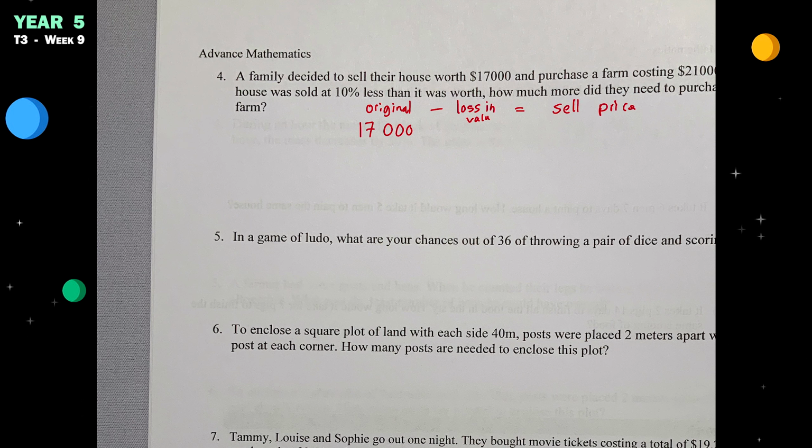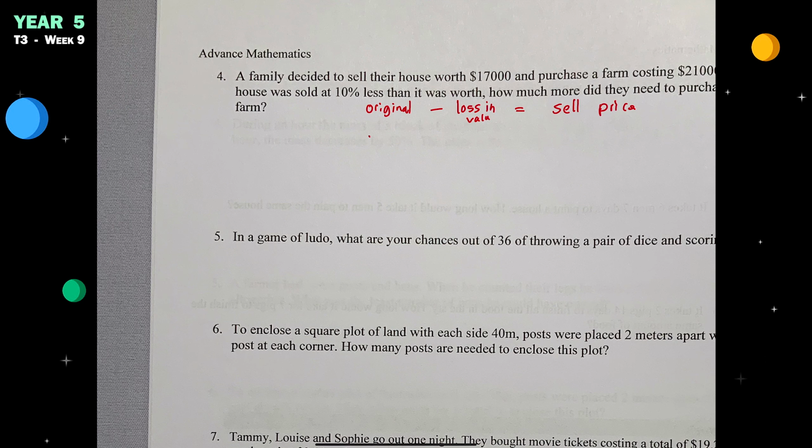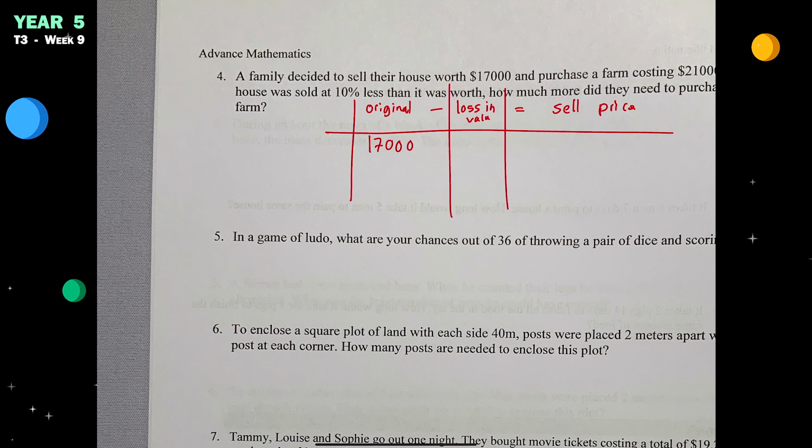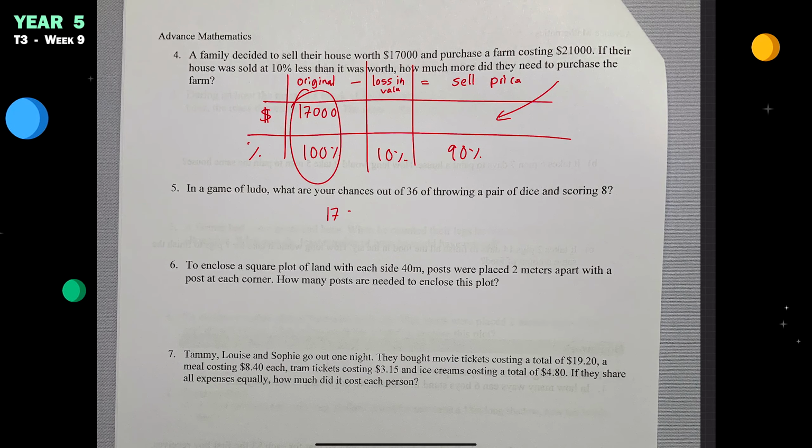So we know it's $17,000. In terms of dollars, here's your dollar amount, and here's your percentage. $17,000 is our 100%. We know that. How much did we lose? We lost 10%. And now we need to find the sell price, which is 90%. Okay. We can't use this, so therefore we have to use this. So we know that $17,000 is your 100%.